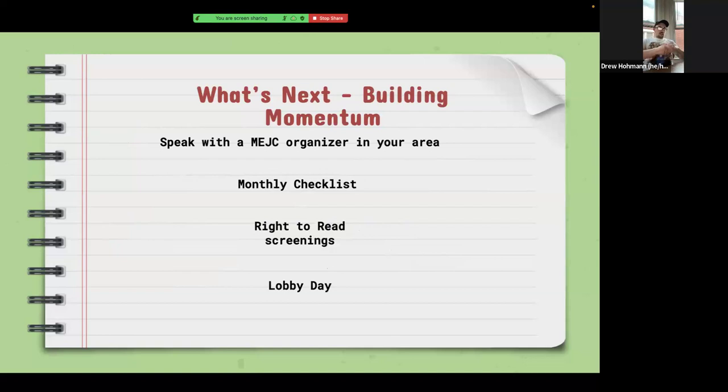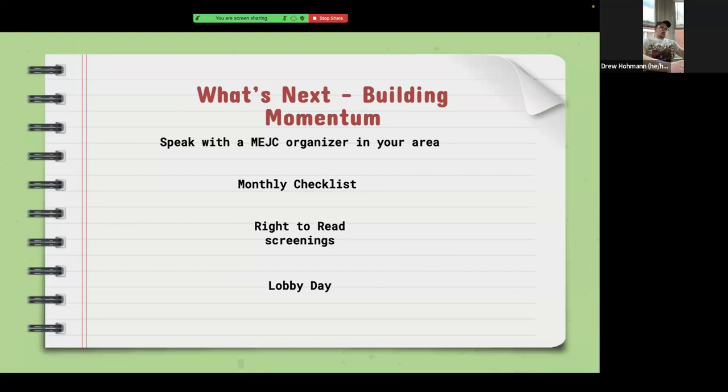Some other things to do. Speaking with the MEJC organizer in your area. As part of the sign up for this, you listed your school district. MEJC has a whole network of folks around the state. We'll connect you with somebody that does work in your area and knows about the issues happening where you live. Then the monthly checklist. We have some of those steps that I listed there in a nice checklist doc to look at. I'll share this out in follow up as well.